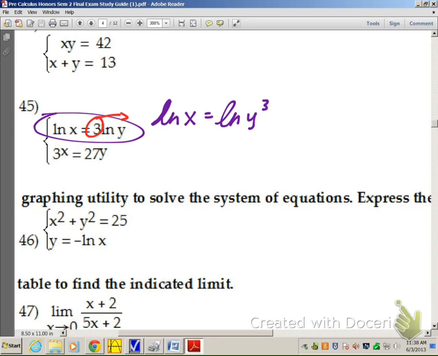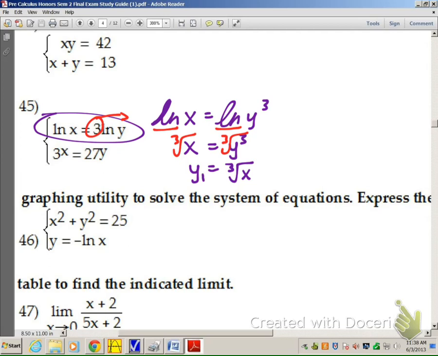Okay, and there's that property of logs that you learned way back when, that if the bases on both sides are the same, then the arguments must also be the same. So ln of x equals ln of y cubed, therefore x equals y cubed, and therefore y equals, if we take the cube root of both sides, or raise both sides to the 1/3 power, we get that y is equal to the cube root of x.